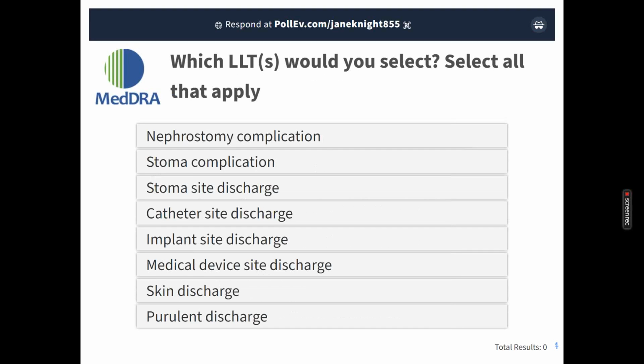Now, having seen that, what LLT would you select? You can select as many of these as you want. Is it a nephrostomy complication, a stoma complication, stoma site discharge, catheter site discharge, implant site discharge, medical device site discharge? Skin, if it's at the skin, is it skin discharge, or the fact it was white, is it purulent discharge? What would you select here?